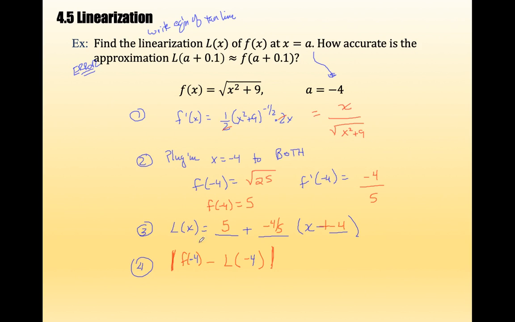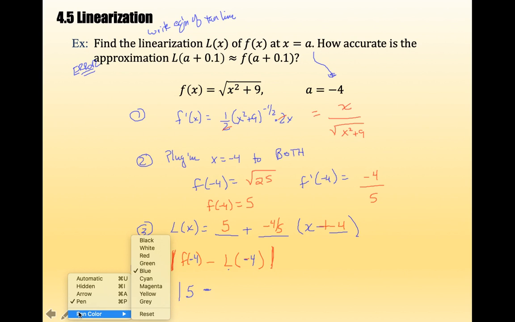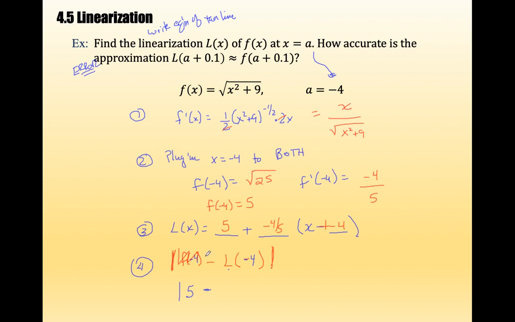So what is f of -4? We already know. That's 5. What's L of -4? Well, I'm going to plug -4 into there. Whoops, sorry. I don't want to approximate -4, silly. That's going to give me 0, dippy. Not -4. That's what this part means. I want to take -4 and change it by 0.1, which is a small change.